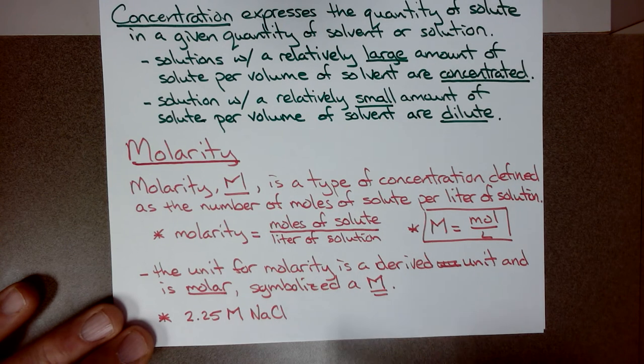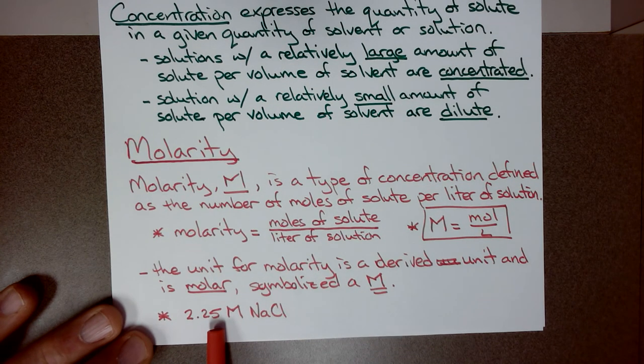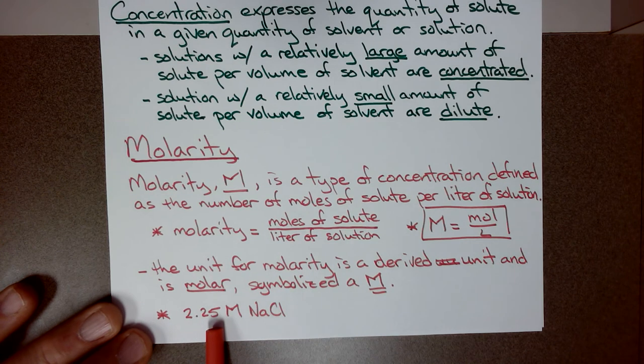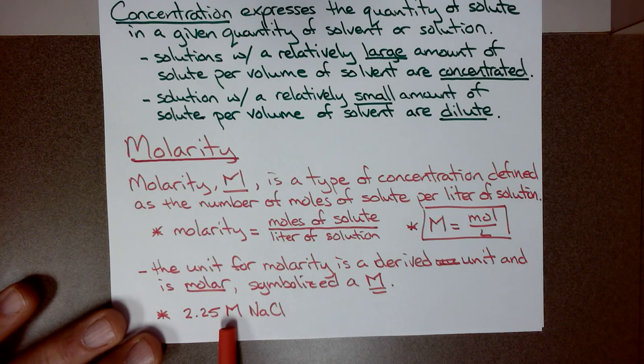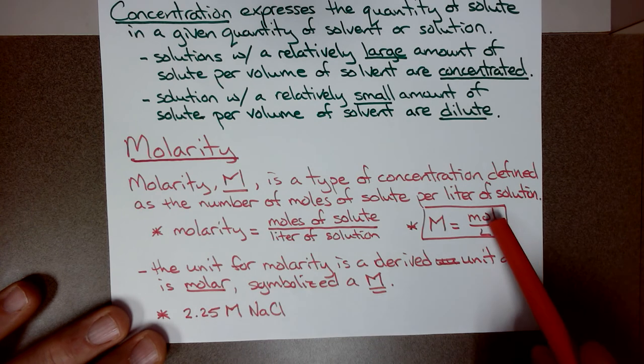So when I see it written like this, it is the concentration of a sodium chloride solution, and we would say 2.25 molar concentration of sodium chloride in solution. That's how I would say it. We don't say 2.25 molarity, we say 2.25 molar concentration of sodium chloride solution. But remember, this capital M really represents moles per liter.